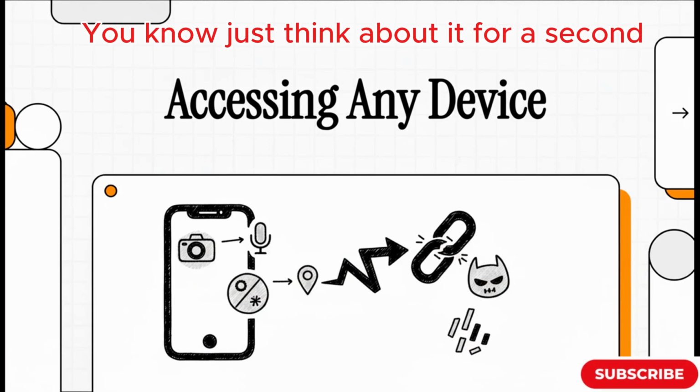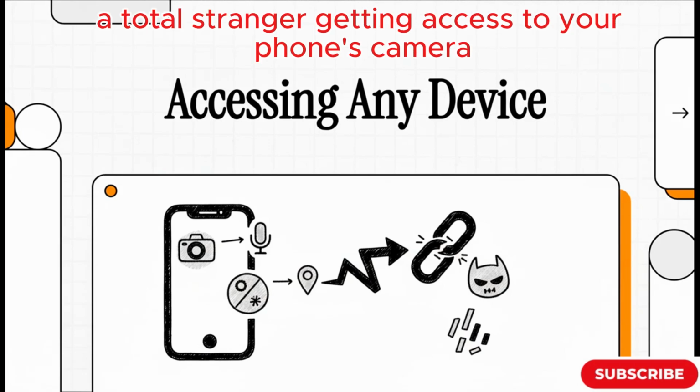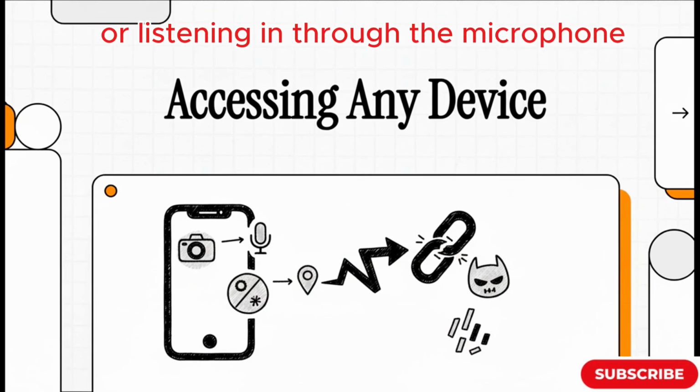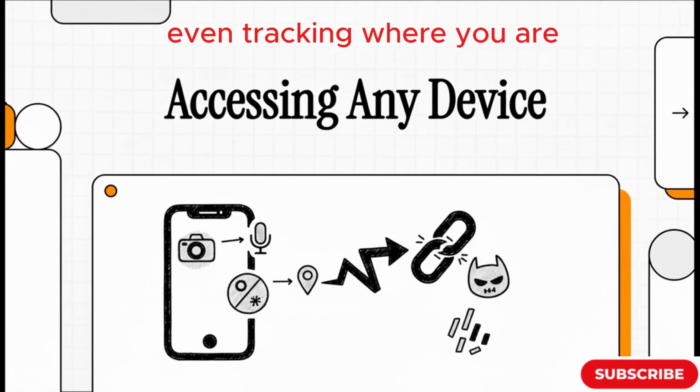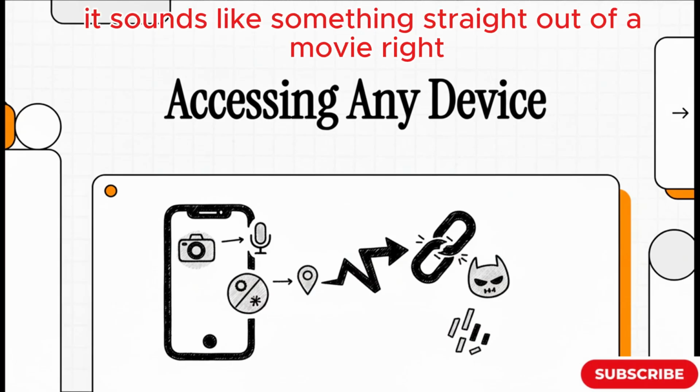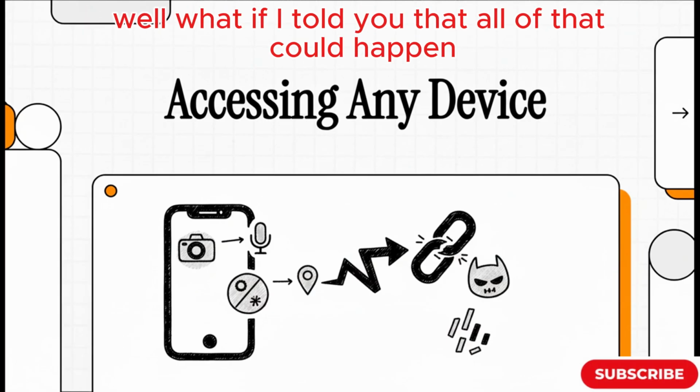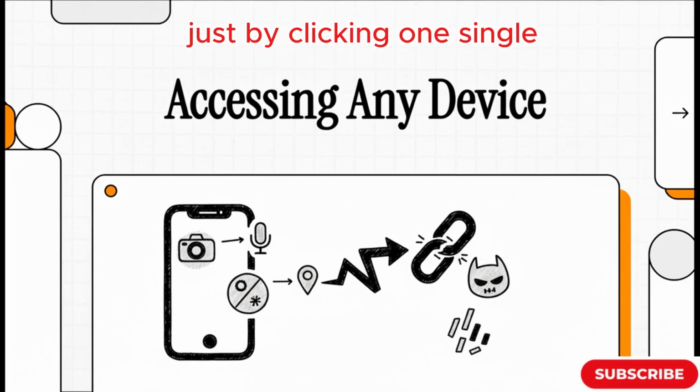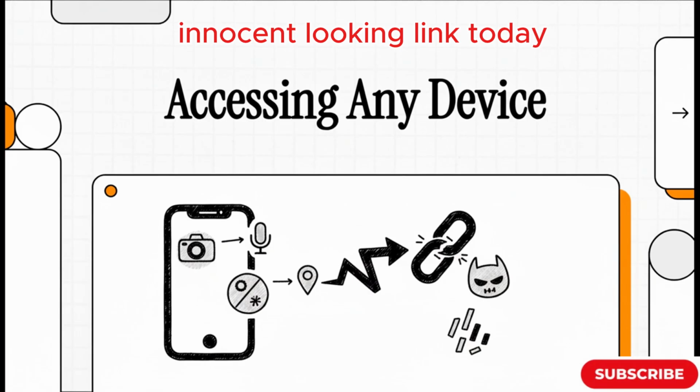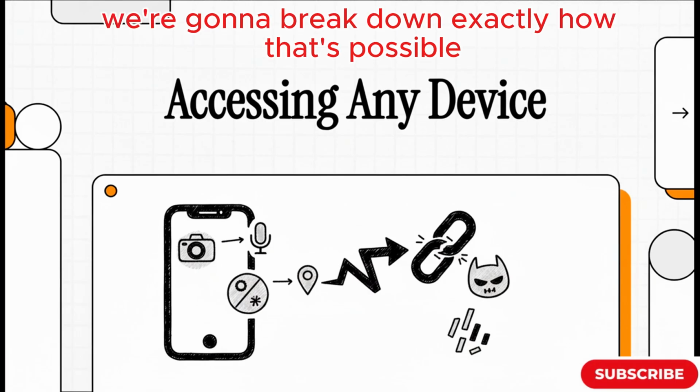Just think about it for a second. A total stranger getting access to your phone's camera, or listening in through the microphone, even tracking where you are. It sounds like something straight out of a movie, right? Well, what if I told you that all of that could happen just by clicking one single innocent-looking link? Today, we're going to break down exactly how that's possible.